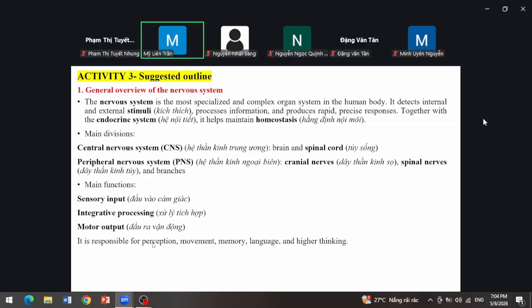It's also responsible for perception, movement, memory, language, and higher thinking.